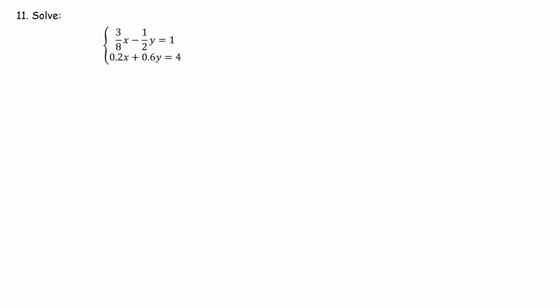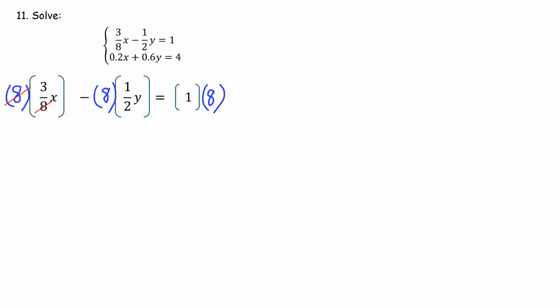But we have fractions here and we have decimals, and so we are going to start out by getting rid of those nuisances. So to do that, our first equation has an 8 in the first denominator and a 2 in the second denominator. And so we're going to take the least common multiple of 8 and 2, which is 8, and we're going to multiply that first equation by 8. We're going to multiply every term by 8.